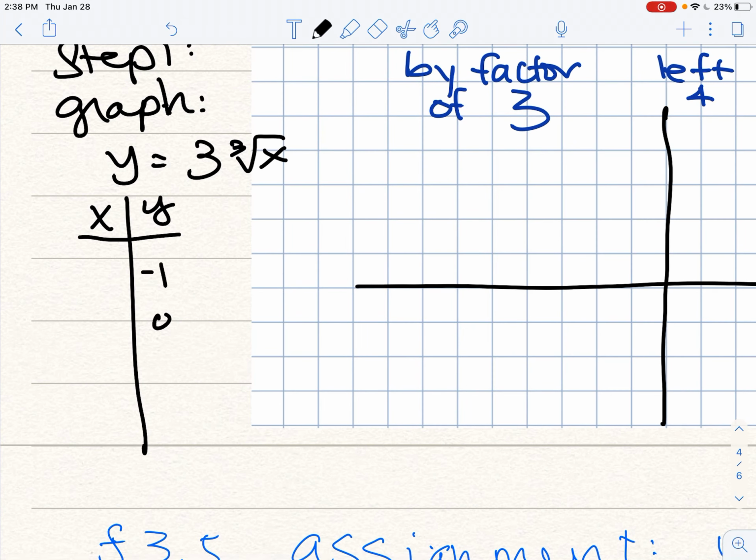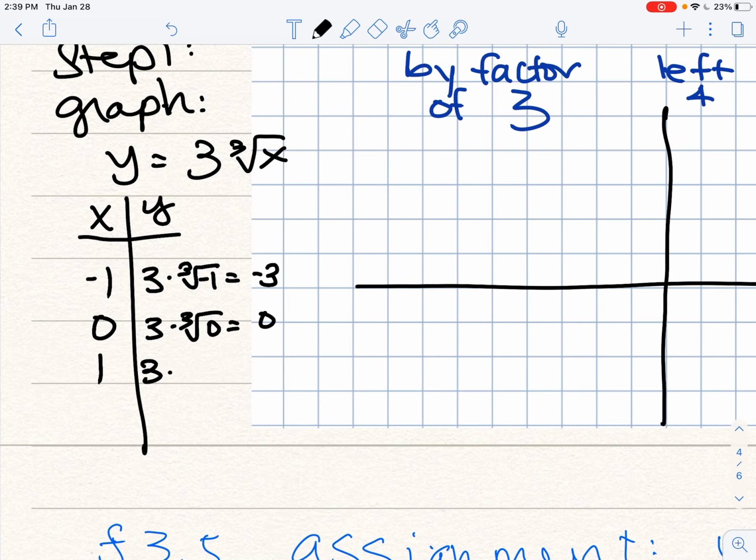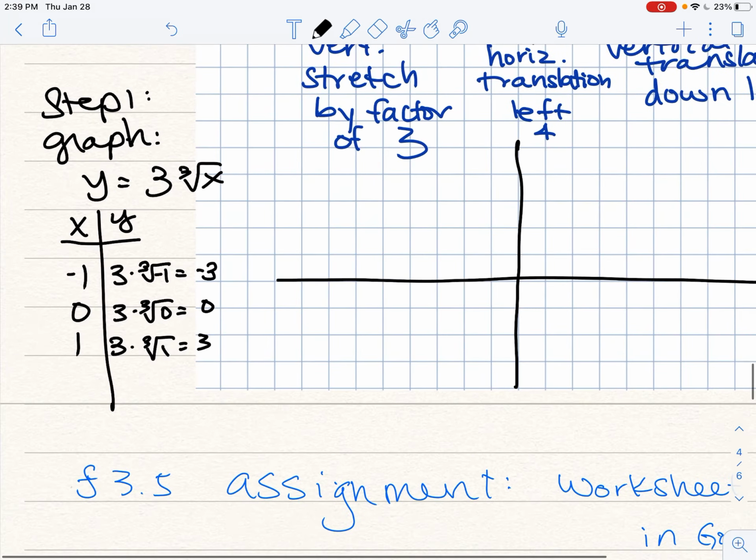Okay, I'm going to pick -1, 0, and 1. And I'm going to plug them in. So we go 3 times the third root of -1, which is just going to be -1 times 3. And 3 times the third root of 0 is 0. And 3 times the third root of 1 is 3. So I'm going to graph those points. 0, 0, -1, -3, and 1, 3. So it looks like this.